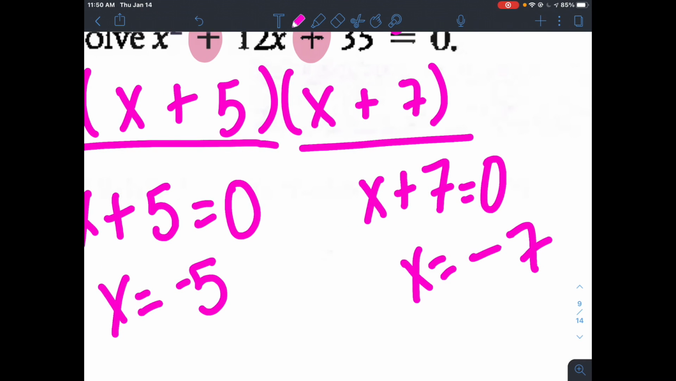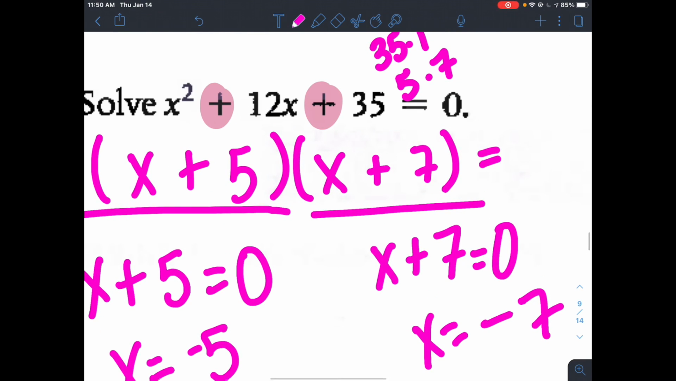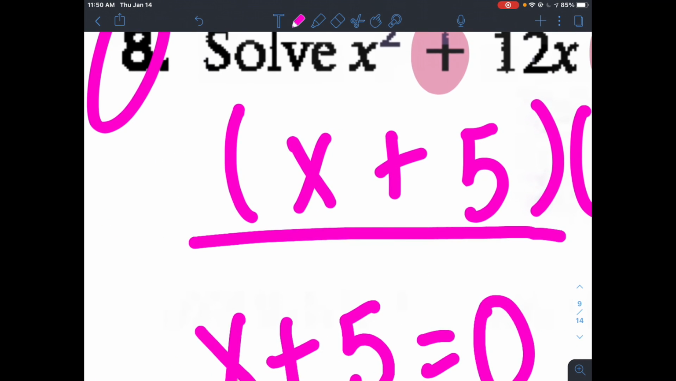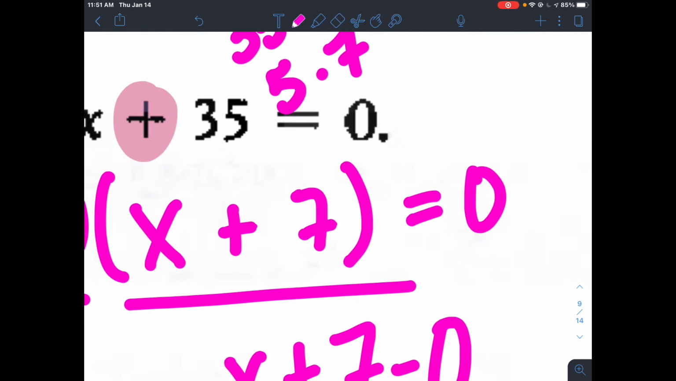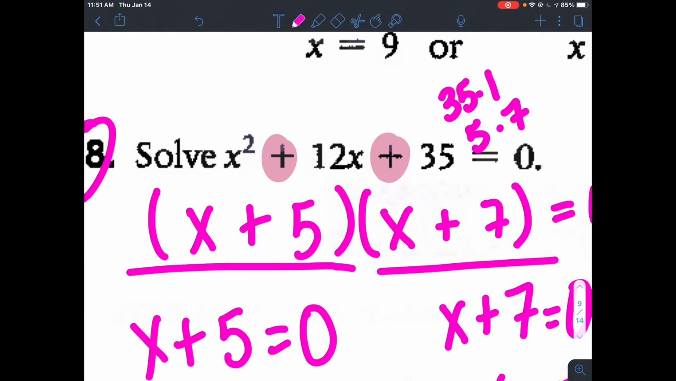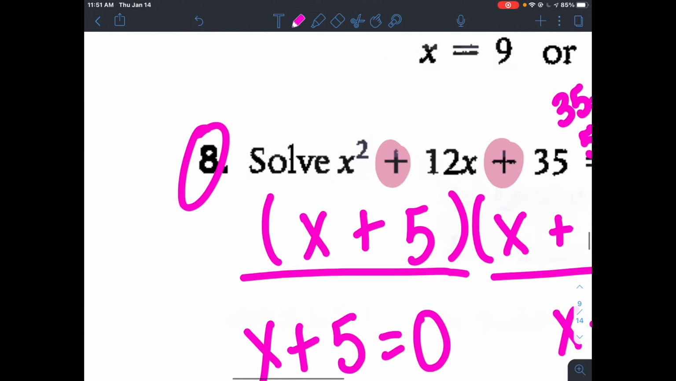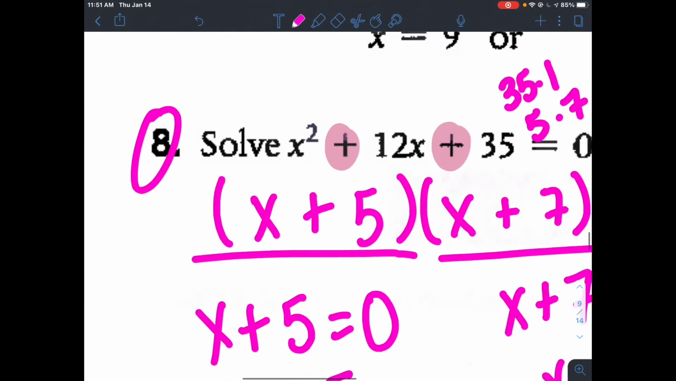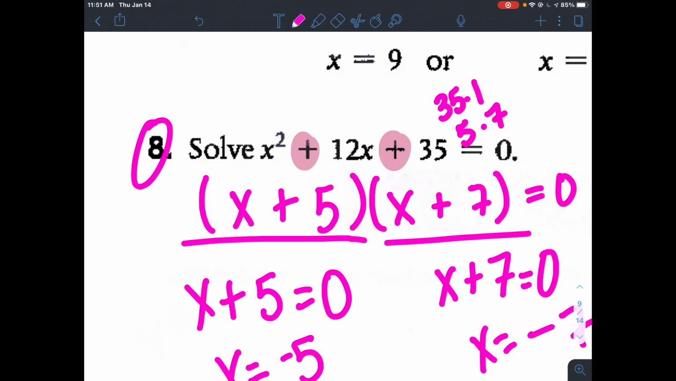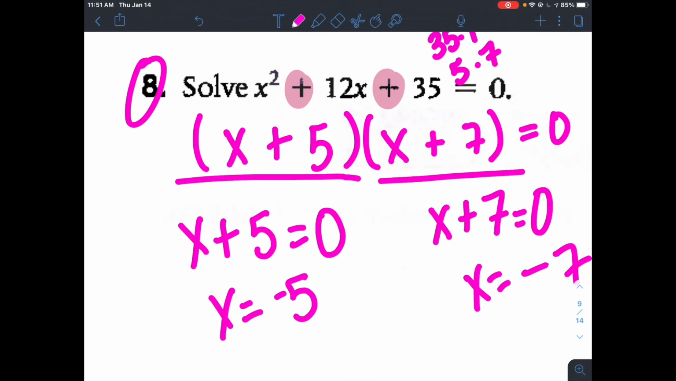Why did we set them equal to 0? Well, I guess I forgot to write that in. That equals 0. Now, this is some number times some number, right? Yes, good answer. Something times 0 is always going to equal 0. So we either need to make this equal to 0 or this equal to 0. Because then in the end, the whole thing will just equal 0. So we can plug in negative 5. Negative 5 plus 5 equals 0. Or we could plug in negative 7. Negative 7 plus 7 equals 0.